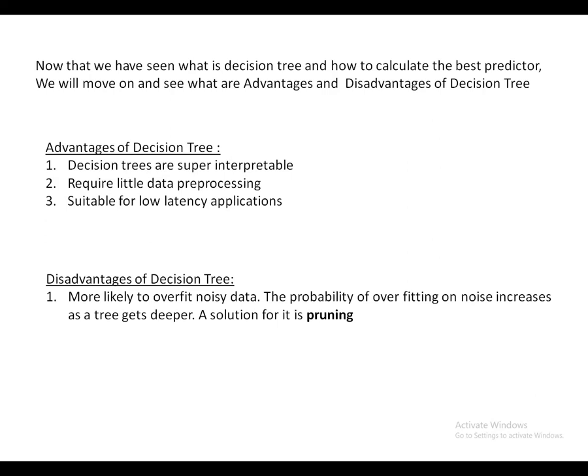Now let's look at the disadvantages of decision trees. The major disadvantage of decision trees is that they are more likely to overfit noisy data. The probability of overfitting on noise increases as the tree gets deeper. The solution for this problem is pruning our decision tree. We'll discuss pruning more in our upcoming videos.